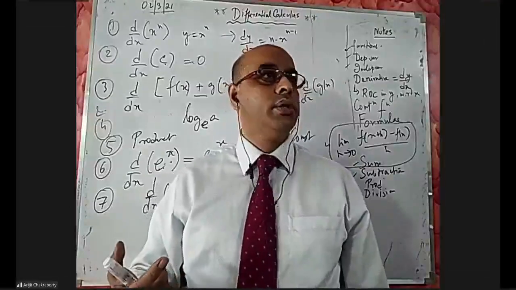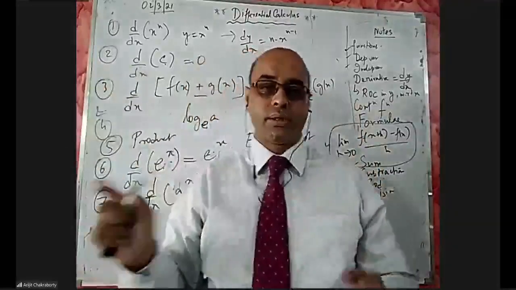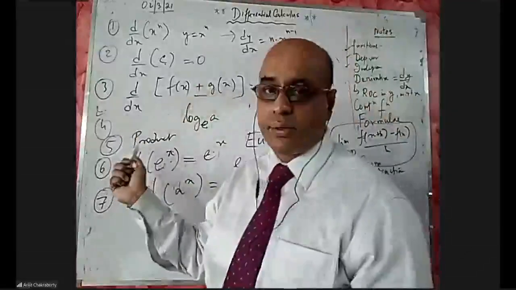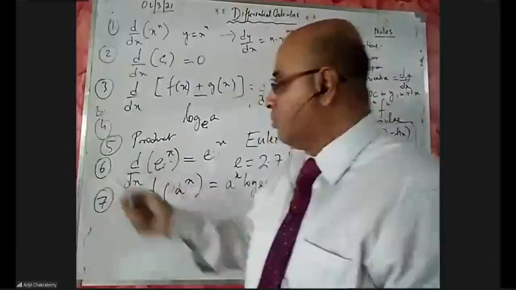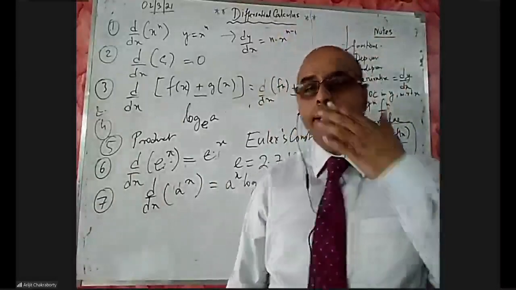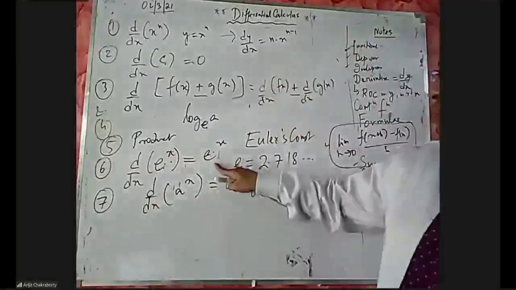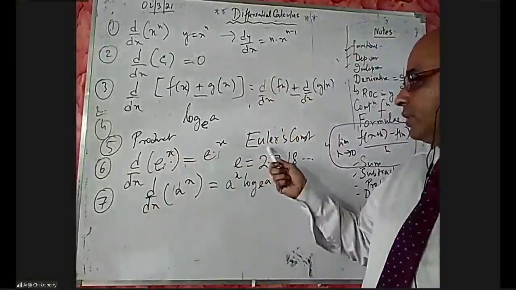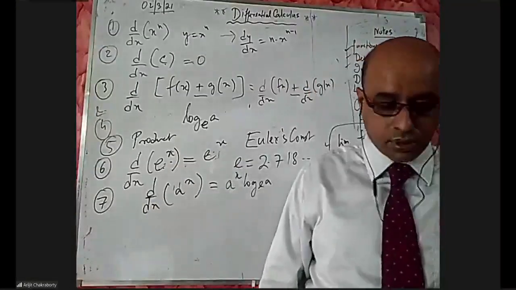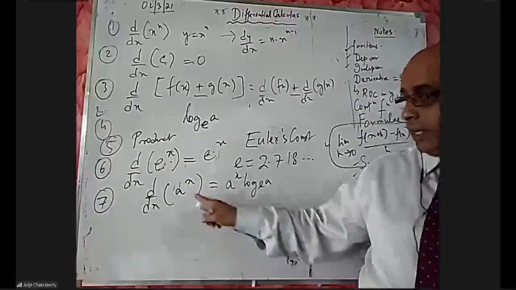So how do we do it? We just do d dx of f x minus d dx of g x. So we just separate them. Okay, so this is formula number 4. Formula number 5, we did the product rule. We will do numericals on that. Formula number 6: if you are given e to the power x, the differential coefficient of e to the power x will be e to the power x. Please remember, e is called the Euler's constant. It is roughly equal to 2.718. And then we have the 7th formula, a to the power x, where a is a constant.